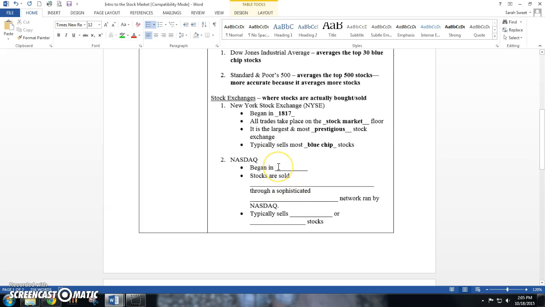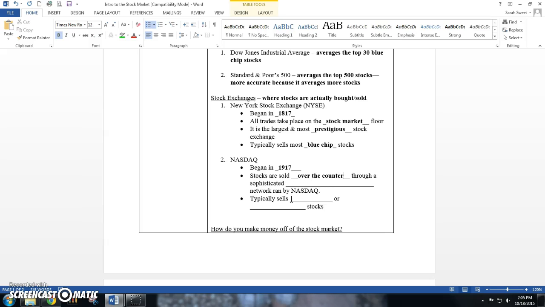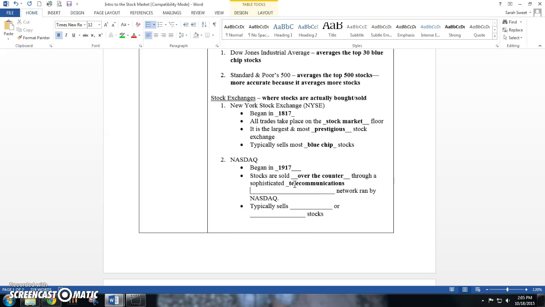This is like the new market. It began in 1971, and it differs from the New York Stock Exchange because stocks are sold over the counter. Just like if you go to Walmart and you buy Tylenol, that's an over-the-counter medicine, okay? But they're just sold over the counter through a sophisticated telecommunications network. So what I'm trying to say is they're sold electronically, okay? It doesn't have all those people down on the floor buying and selling and yelling and doing all that.